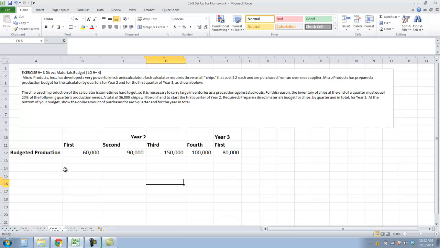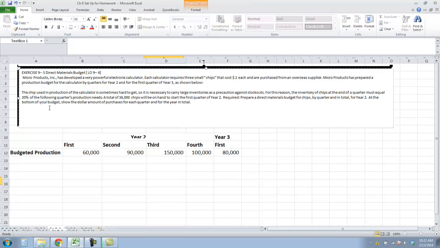Required, prepare a direct materials budget by quarter and in total for year 2. At the bottom of your budget, show the dollar amount of the purchases for each quarter. Okay.